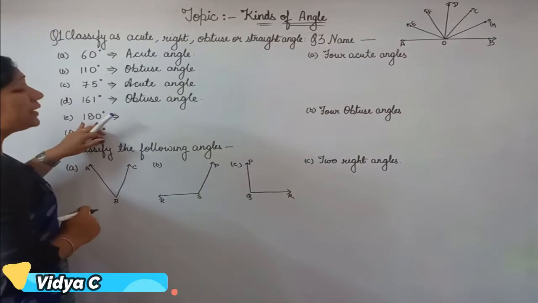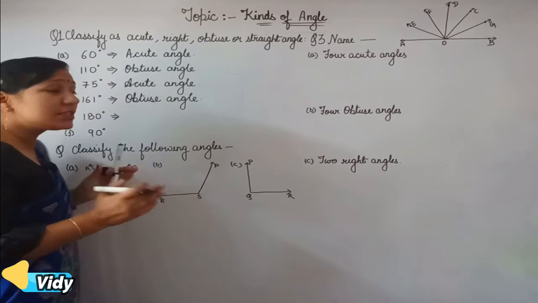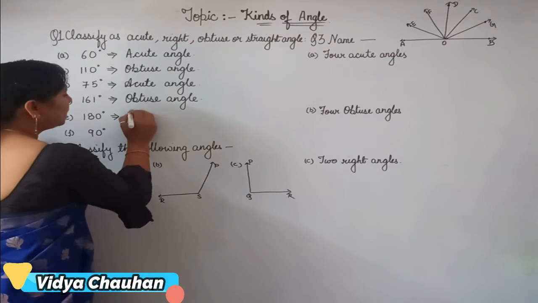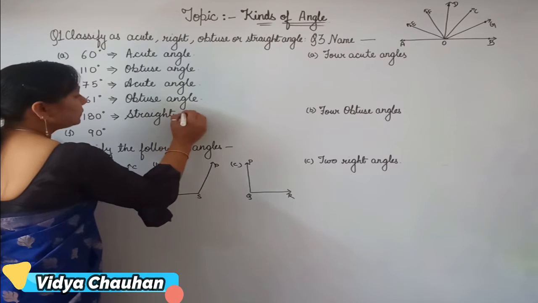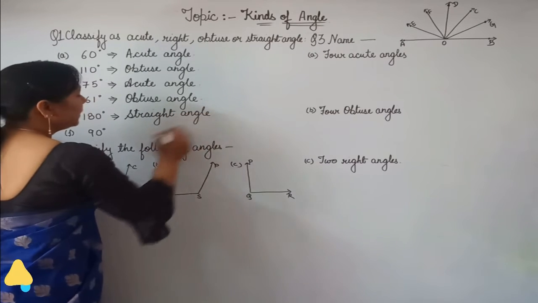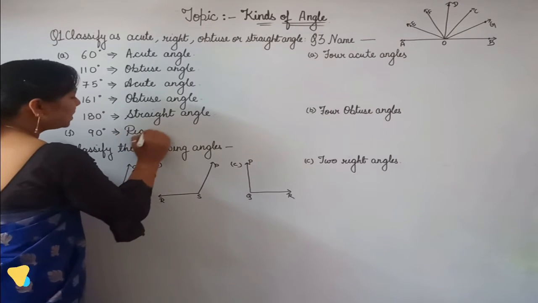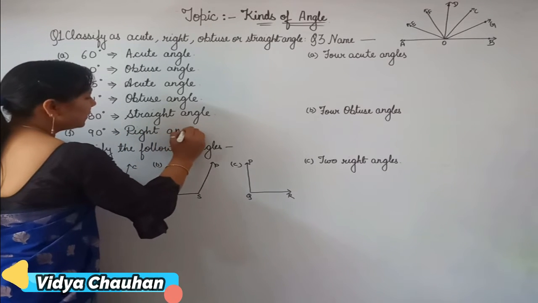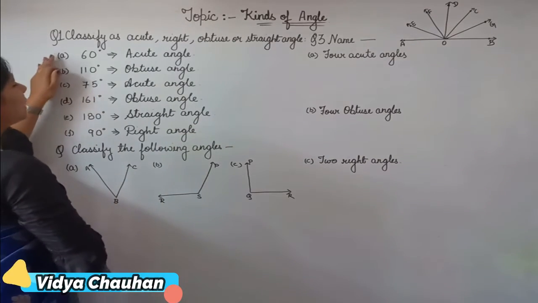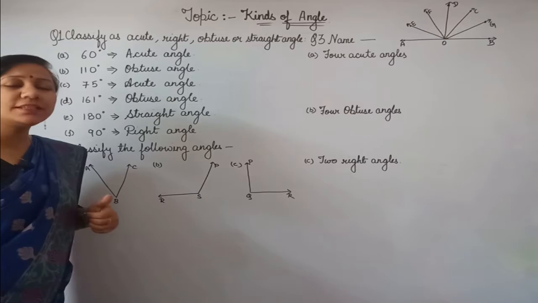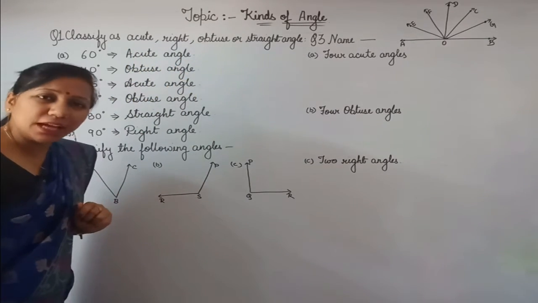Coming to the next, 180 degree. 180 degree is a straight angle because its measure is exact 180. So it is a straight angle. Clear, students? Then 90 degree, and 90 degree is a right angle. What kind of angle is this? Right angle. So this is how you can classify the given angles on the basis of their measurement as acute, right, obtuse or straight angle.